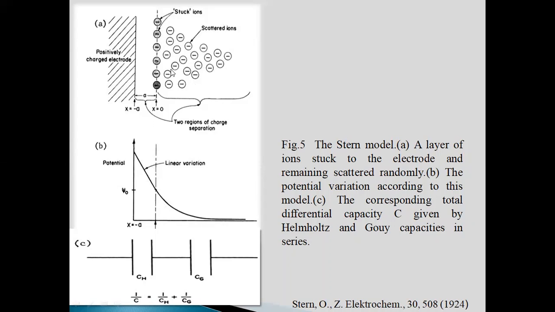This layer is also known as the Stern layer, as ions are fixed here and they are least solvated as compared to the ions present in the solution. So the capacitance can be given as the series addition of the capacitance according to both these models, Helmholtz and Gouy-Chapman model, as shown in this formula.